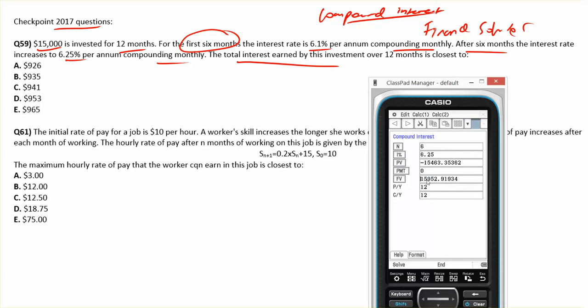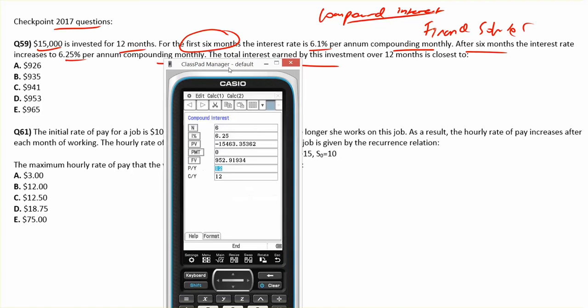So we get 15952.91. Okay, so this is the amount I get overall. This is my ending amount, my final value after the 12 months. To calculate the interest, you just subtract the principal value, which is 15,000, and I get 952.9 or 953. So the answer should be D.